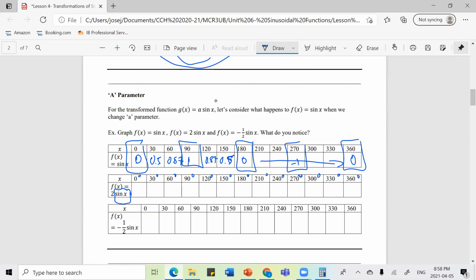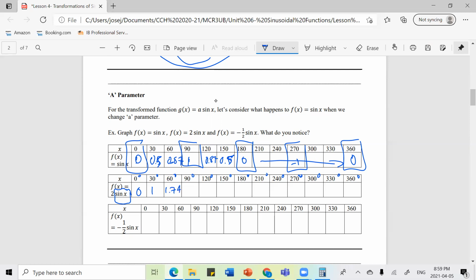So when we take the sine of 0 degrees and then multiply by 2, what do we get? The sine of 0 degrees is 0, and we multiply by 2, we get 0. The sine of 30 degrees is 0.5, and then we multiply by 2, and we get 1. The sine of 60 degrees is 0.87. We multiply by 2. That gives you 1.74, right?